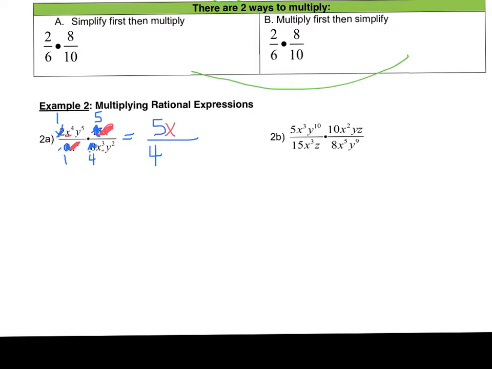Last, I just need to simplify the y's. I have 5 on top here and 2 on the bottom there, so 5 minus 2 is 3. So that's the final answer. Now I'll do that same problem by multiplying first and then dividing. So I need to rewrite the problem. Actually, I won't rewrite it. I'll just go ahead and redo it. Let's pretend I didn't do any of that.